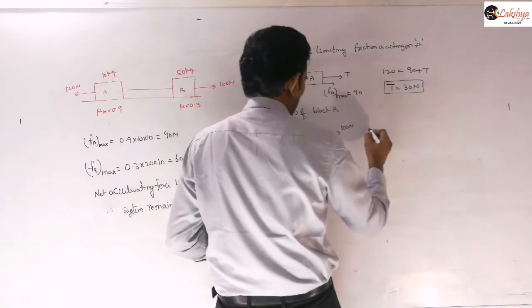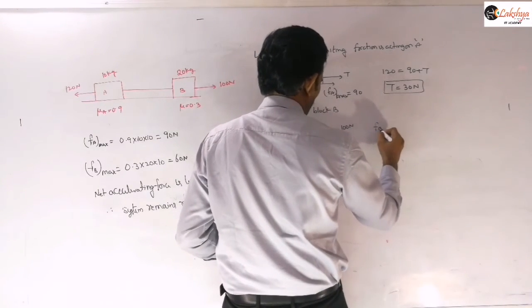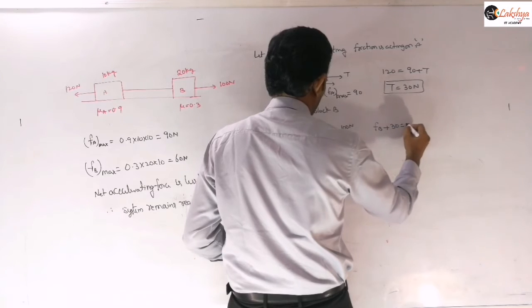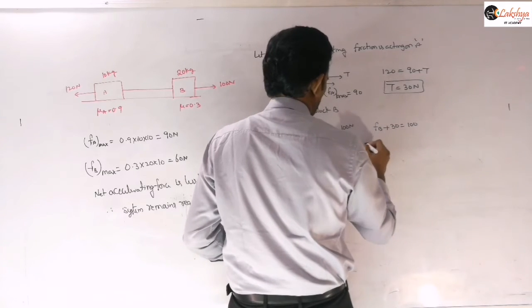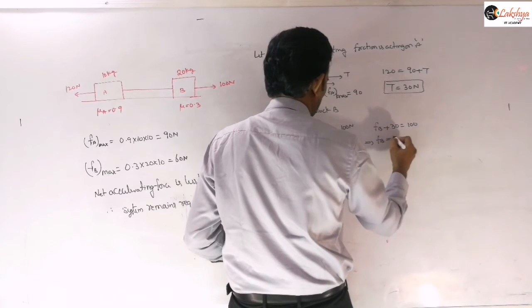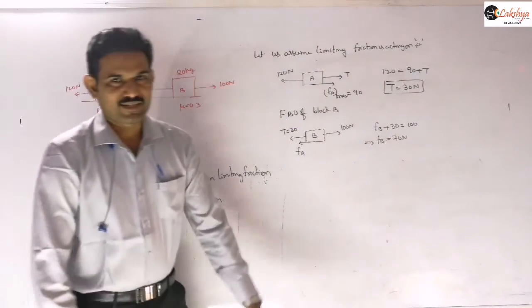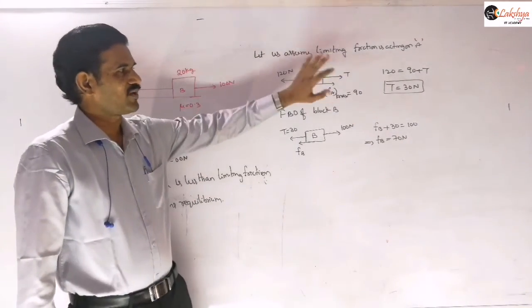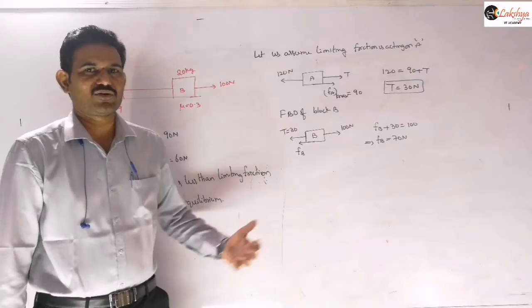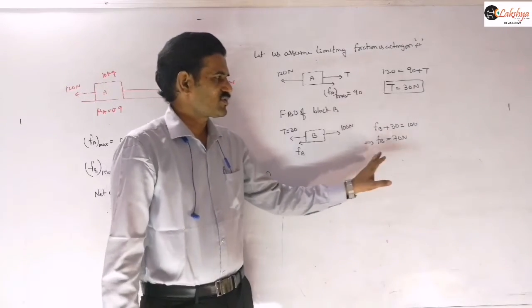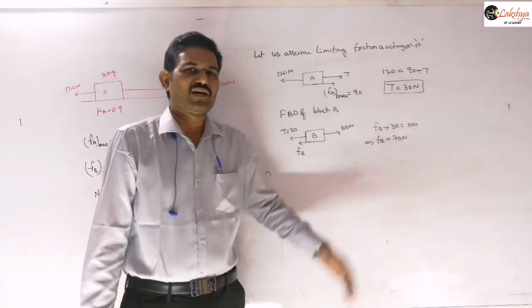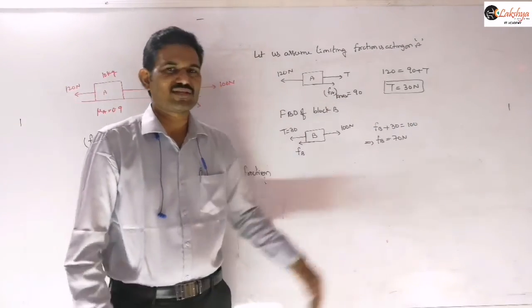So now let us find here. So FB plus 30 is equal to 100. So therefore this FB value is equal to 70 newtons we are getting. So this is the thing what I am saying here. By assuming maximum frictional force acting on any one of the blocks, you need to calculate the frictional force acting on the other block. Now we are getting this frictional force as this one.